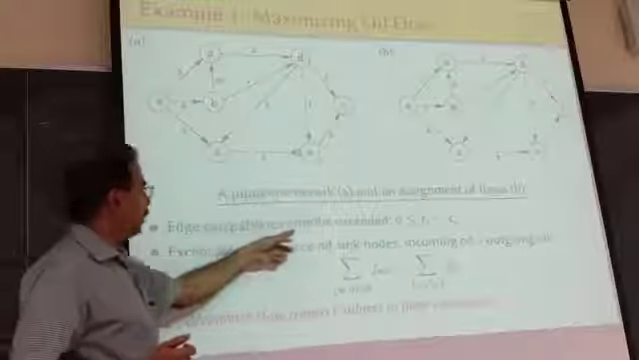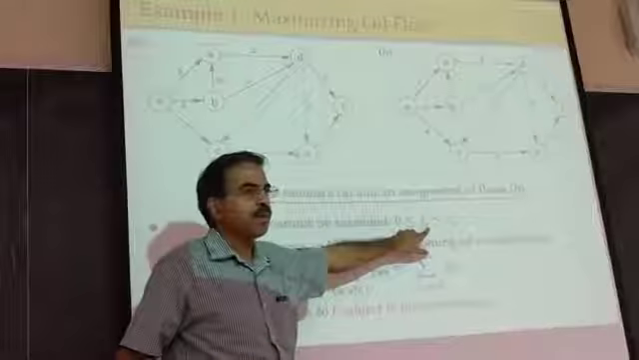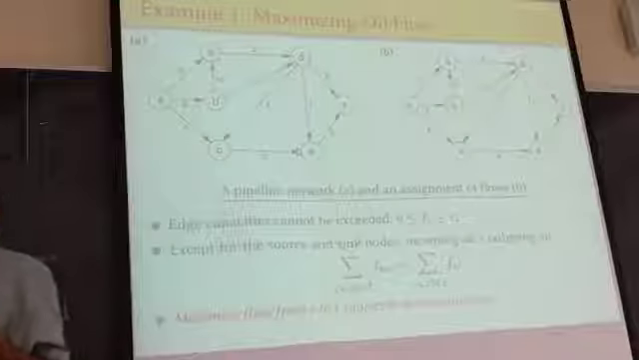Again, the edge capacities cannot be exceeded, right? So f_e denotes the actual flow on that edge e, and c_e denotes the capacity of the edge e.